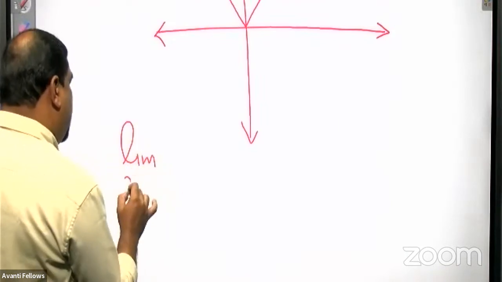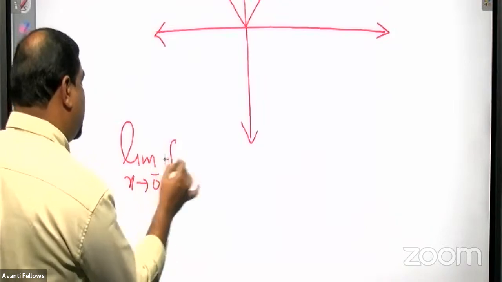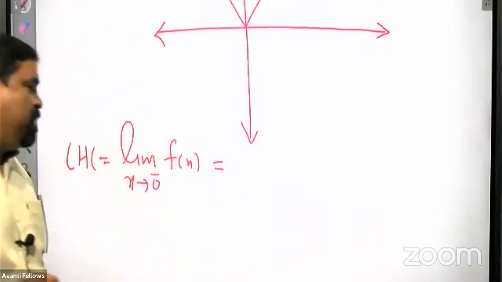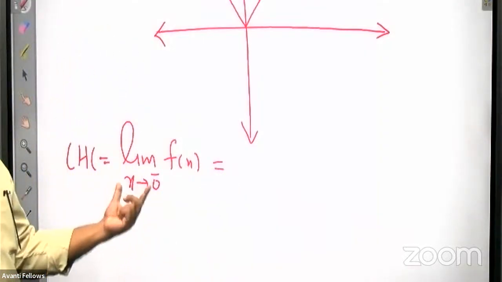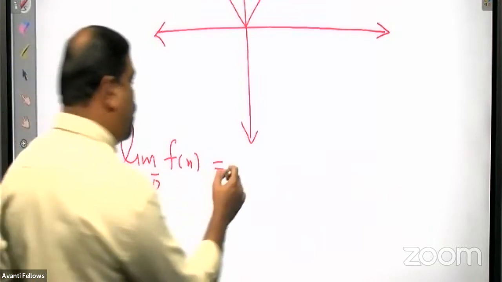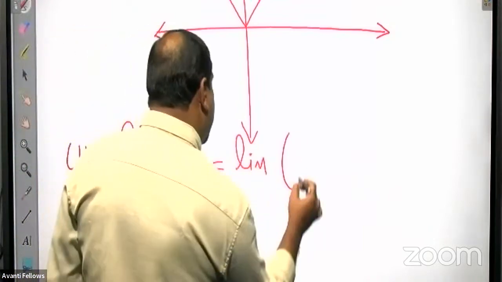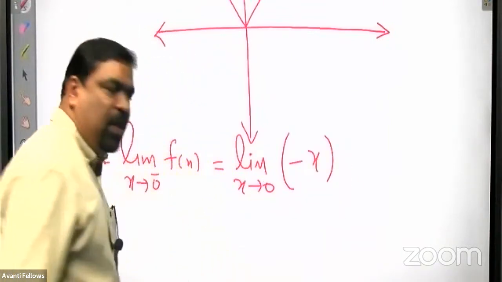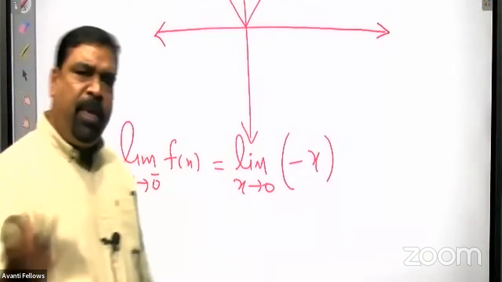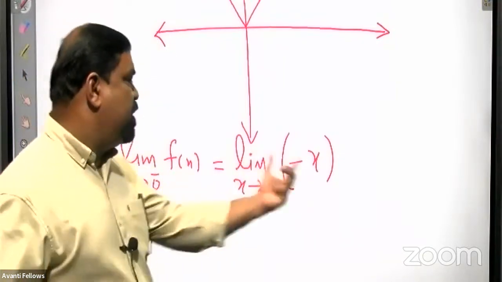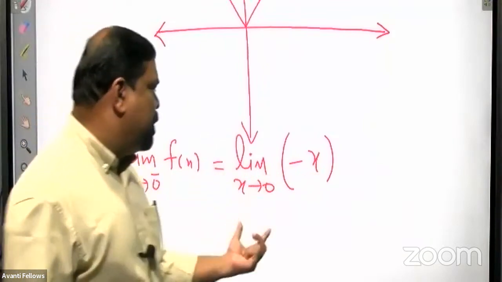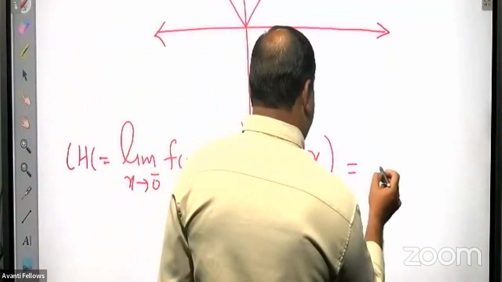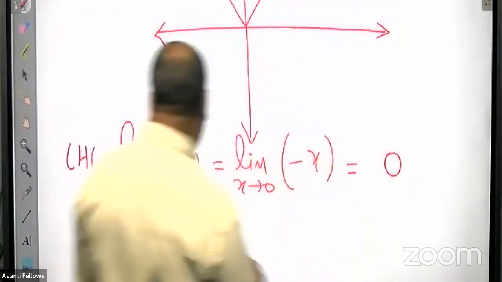So what is the limit as x tends to 0 minus of f of x? That is the LHL. If we evaluate the limit at the point 0, x is approaching 0 from the left side of 0. For x less than 0, the function is minus x. So we have to take f of x as minus x. Limit of minus x as x approaches 0 from the left is equal to 0 only.